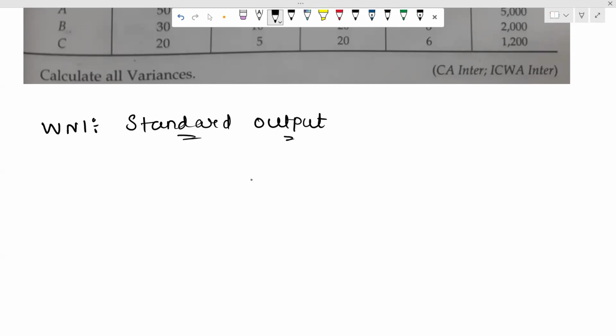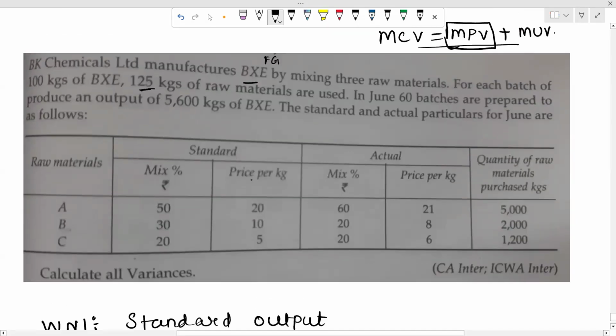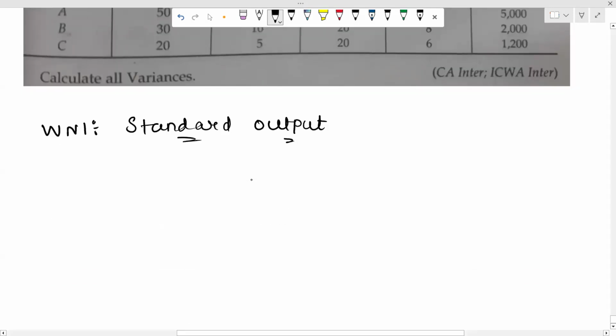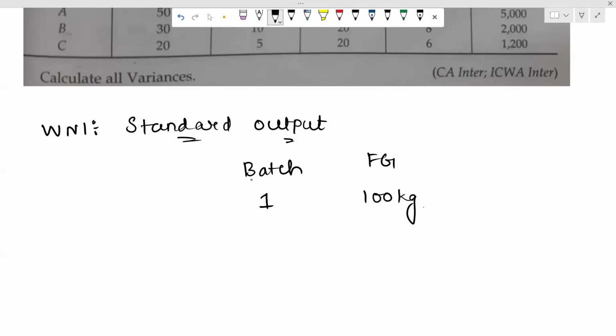In the question, it is mentioned that for each batch of 100 kg of BXE, which means for every one batch, we are expecting to produce 100 kg of finished goods, right? So let me write it over here, batch and finished goods. For every one batch, we are expecting to produce 100 kg of finished goods.